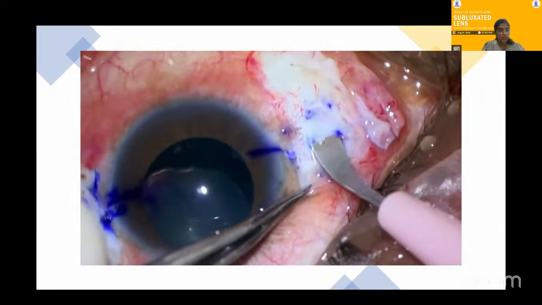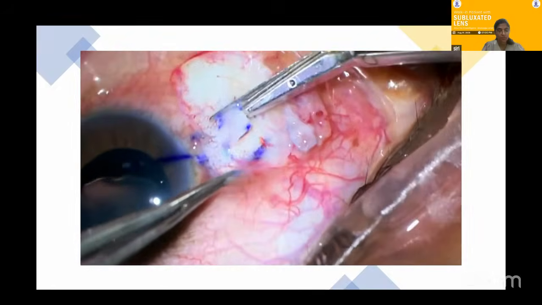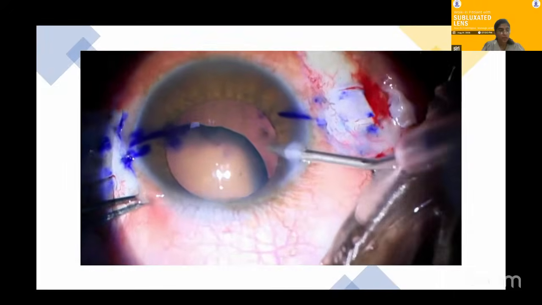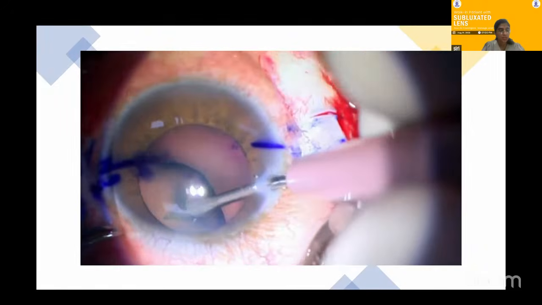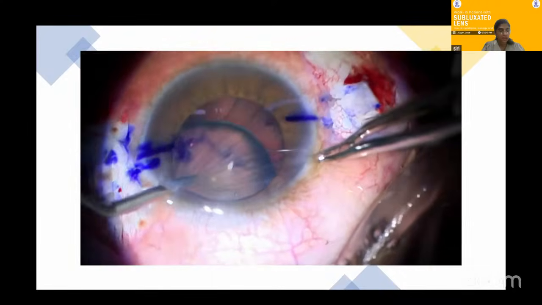The flaps were completed using angled Vannas scissors. 2 MVR entries were created, followed by 2 stab incisions in the anterior capsule of the subluxated lens, one serving as the irrigation port and the other as the aspiration port.